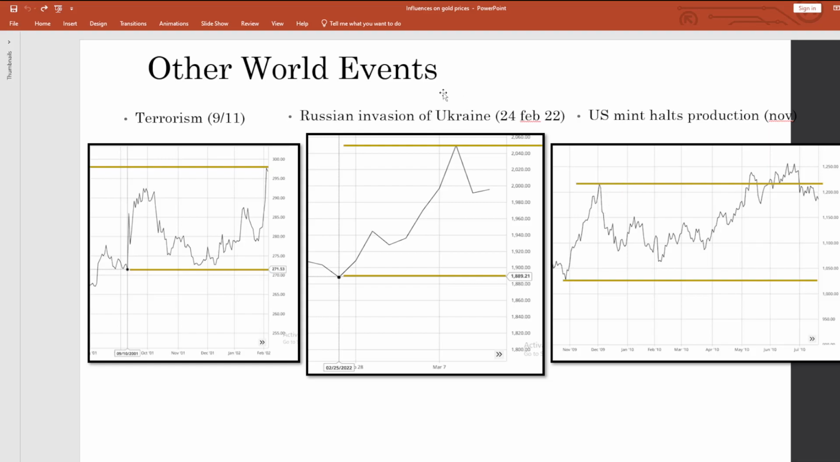So in some world events, such as 9/11, we can see that the rise is sharp, it's very quick, but compared to other events such as the Russian invasion and the US Mint decision to halt production, these have a lag. So the price of gold doesn't change rapidly. It just changes very slowly. So yeah, that's about it.